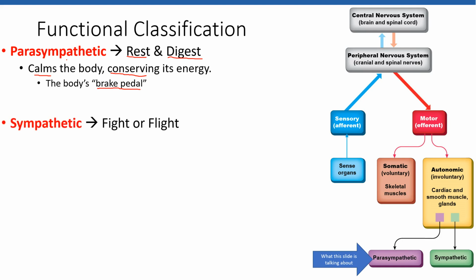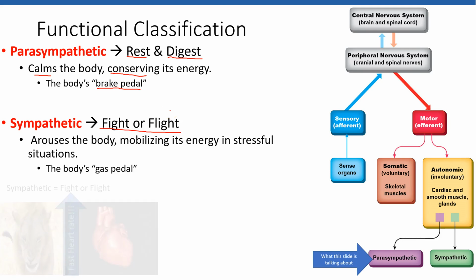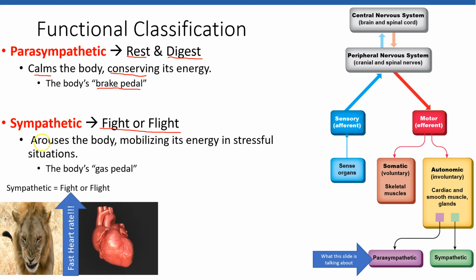The other division is the sympathetic nervous system. This is your fight or flight response. What this does is it arouses the body and starts to mobilize energy for stressful situations. This is your body's gas pedal. So, let's say you're walking along and all of a sudden you see a lion. What is your response going to be? Your heart rate's going to go faster. Your oxygen intake, your breathing is going to accelerate. Your body's trying to take in as much oxygen as possible.